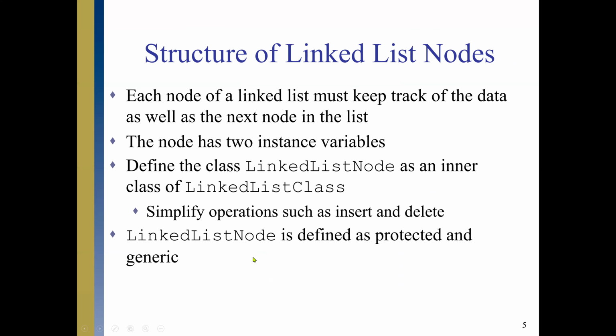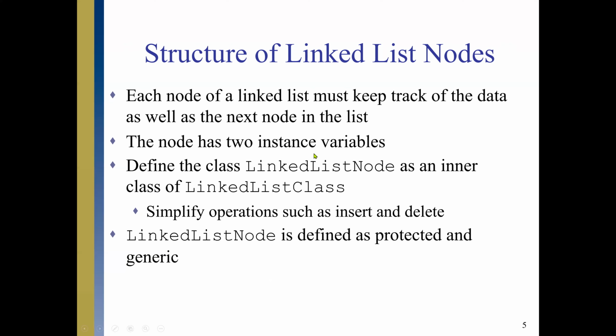Each node of a linked list must keep track of the data as well as the next node in the list. This structure is the simple linked list. As we said in the previous lectures, a simple linked list may have only two parts: the information part on the node, and the address of the next node that it points to. That's why the node may have two instance variables: the data that we are going to store in the node, and the address of the next node that it is pointing to.